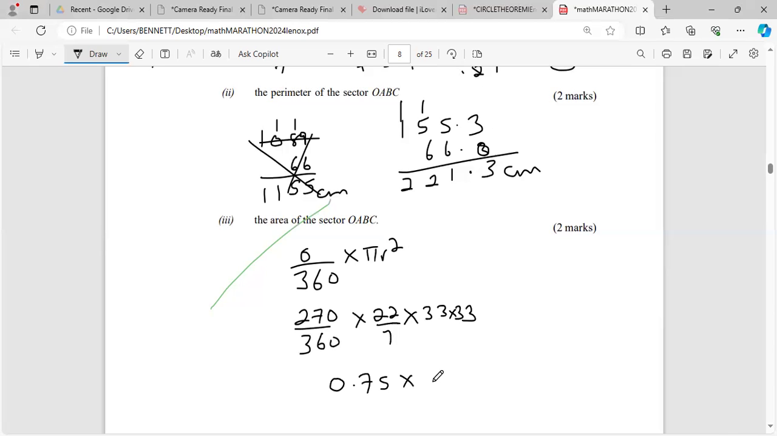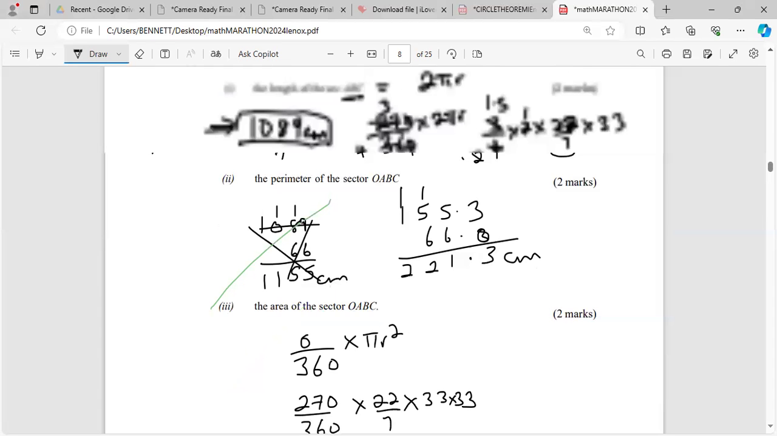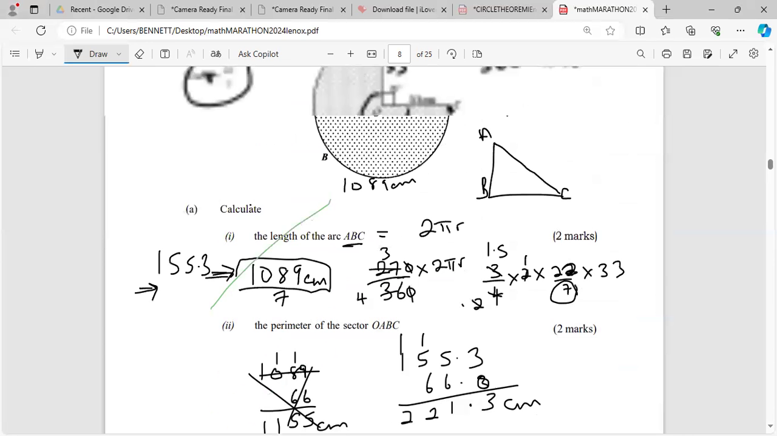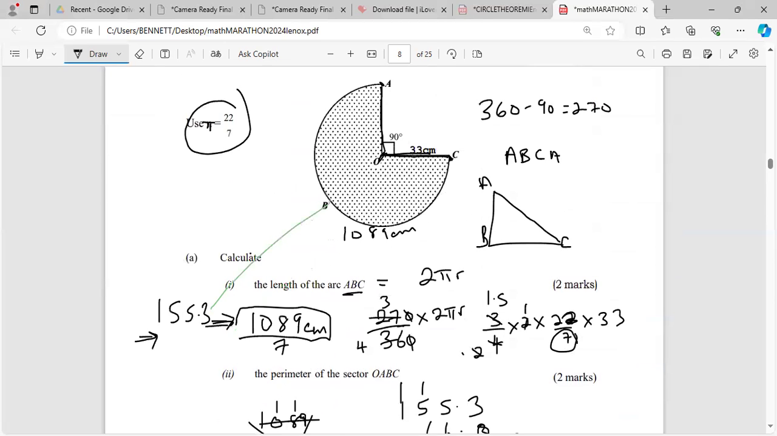No, not yet, sir. Could you scroll up for 2 seconds and scroll back down? I just want to see something. Alright. So radius of 33. Sir, how did you get the 155.3, sir? Alright. Remember, we just multiply them across, and we never divided by 7. So when you divide by 7, you're supposed to get this.